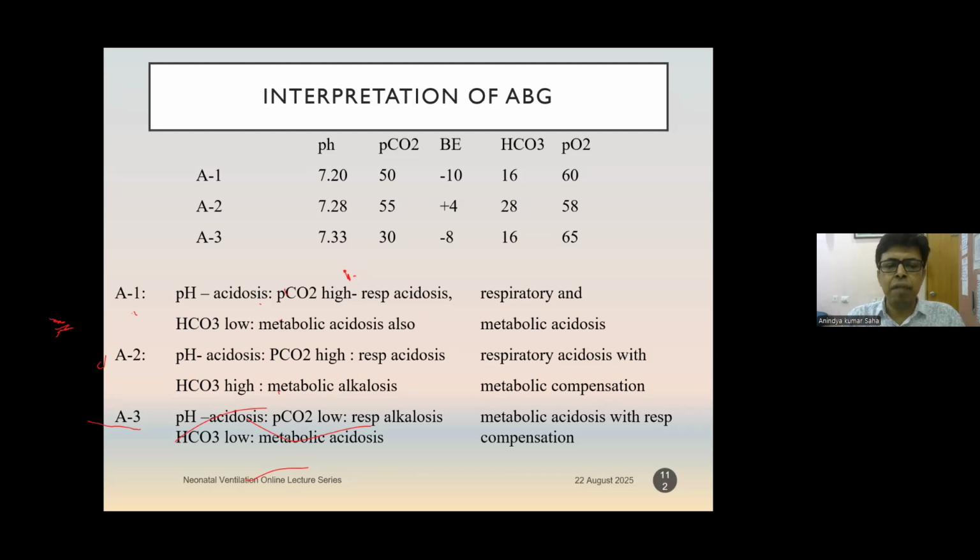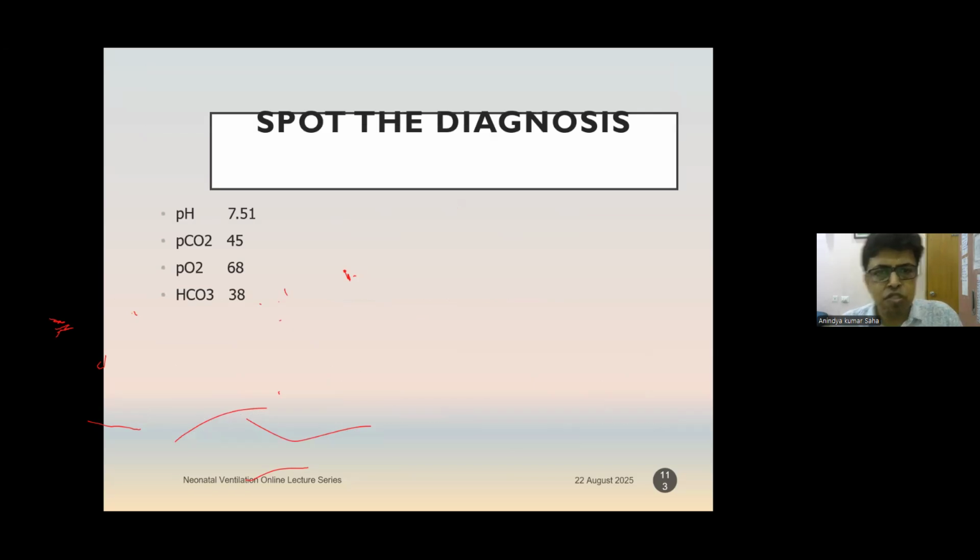So you can get an idea, with the formula of compensatory change of each value, how much compensation is expected and how much has happened in these cases. So this is about the mixed disorder. So last, spot the diagnosis.